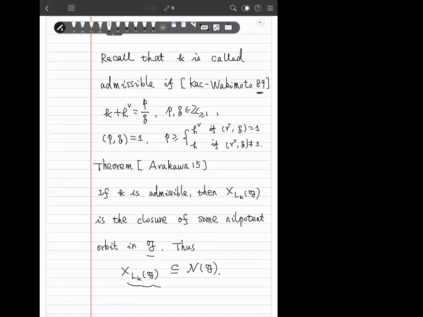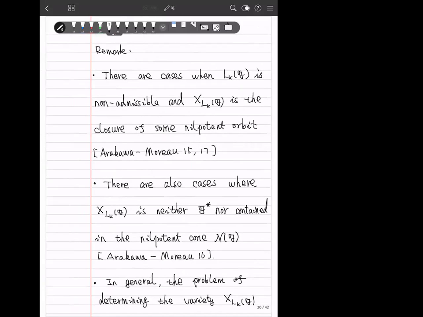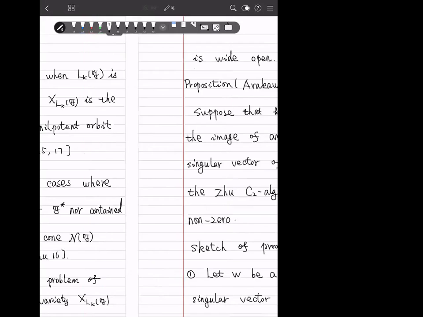Actually, I think in his paper he gave, through a table, all the varieties, with a very clear description of all the cases. Yes. Now here I give some remarks. There are cases when LKG is not admissible, but the variety is still the closure of some nilpotent orbit. By their work, there are also cases where this variety is neither G star nor contained in the nilpotent cone. So in general, we may see that the problem of determining the variety is wide open.